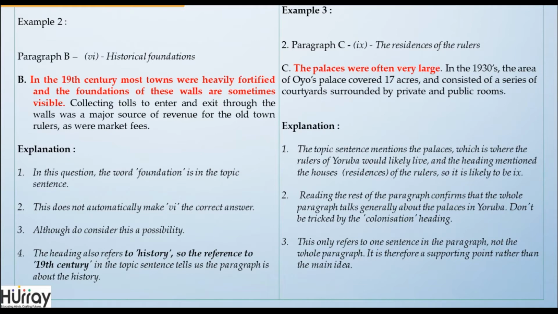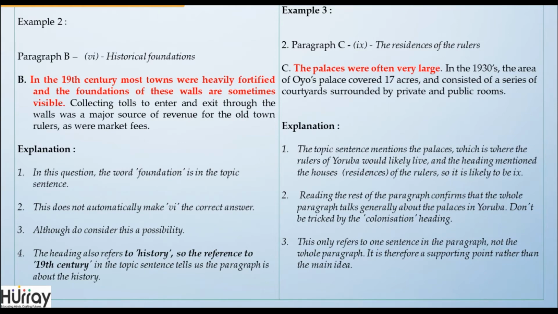For example 3, it says the palaces were often very large. In the 1930s, the area of Oyo's palace covered 17 acres and consisted of a series of courtyards surrounded by private and public rooms. The answer is 9, which says the residences of the rulers. The topic sentence mentions the palaces, which is where the rulers of Yoruba would likely live. And the heading mentioned the houses, which means residences of the rulers. So it is likely to be 9.